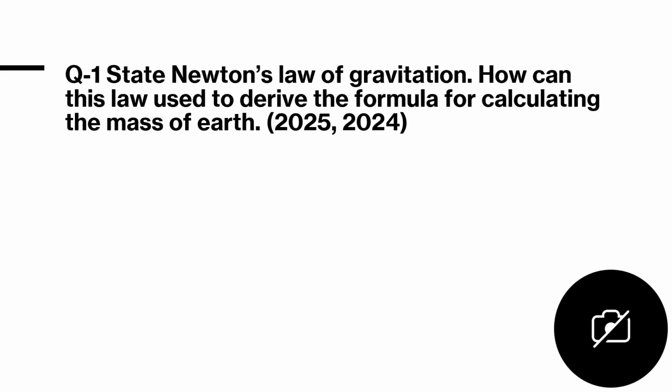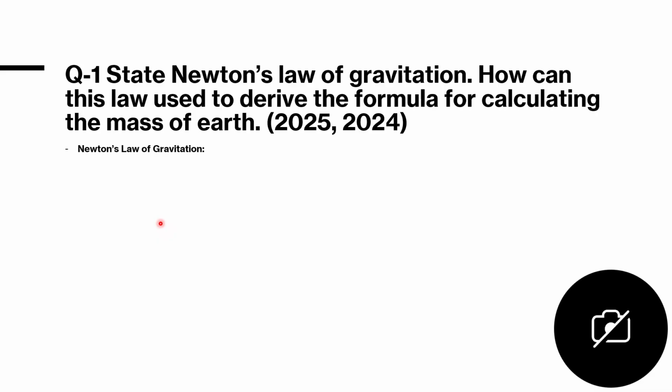Now students, let's solve the only one question from Section C. This question is from the year 2025 and 2024. Newton's law of gravitation statement has to be given, which is for 2 marks. How can this law be used to derive the formula for calculating the mass of earth, and the derivation of mass of earth carries 4 marks. 2 plus 4 is equal to 6. Now let's check how to solve and what is the technique to solve this question.